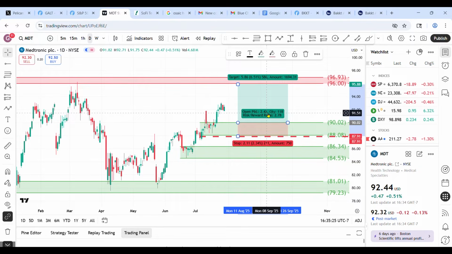What that means is for every $100 worth of risk you would take in that trade, if you were to take it, it would have a reward potential of nearly $300. So nearly a 3 to 1 reward risk ratio. So that's a pretty attractive ratio.